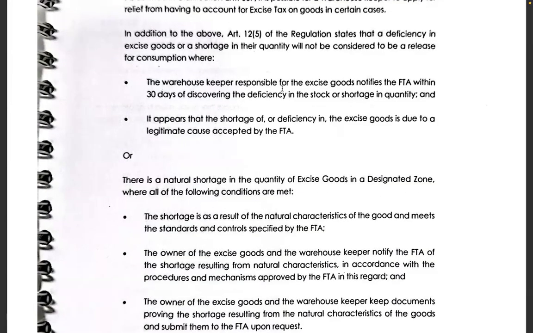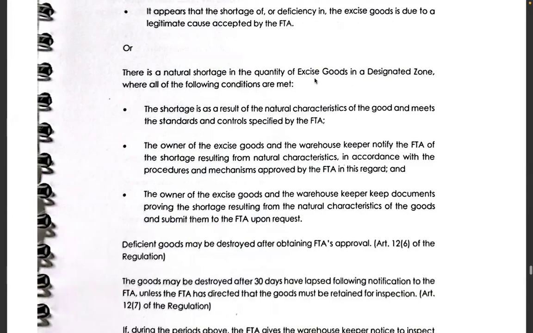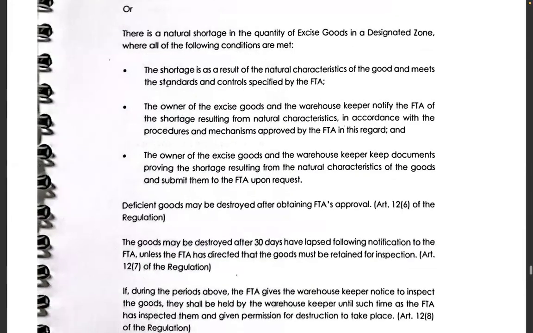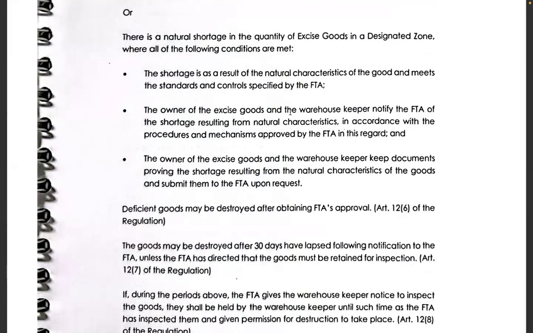The warehouse keeper responsible for the excise goods notifies the FTA within 30 days of discovering the deficiency in the stock or shortage in quantity, and it appears that the shortage or deficiency in the excise goods is due to a legitimate cause accepted by the FTA. Or there is a natural shortage in the quantity of excise goods in a designated zone where all of the following conditions are met. So there's an alternative scenario where three conditions have been provided. The shortage is a result of natural characteristics of the goods and meets the standards and controls specified by the FTA. So it is like a natural reason because of which there is a shortage.